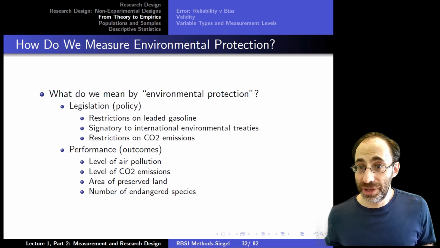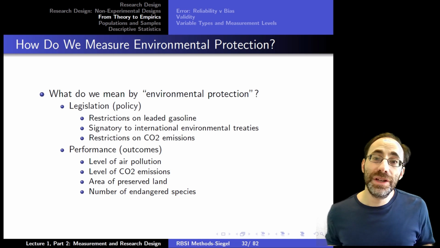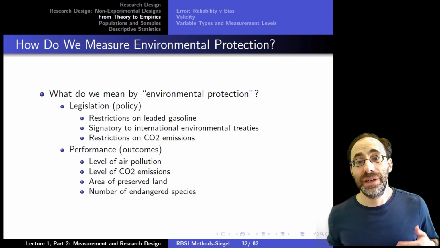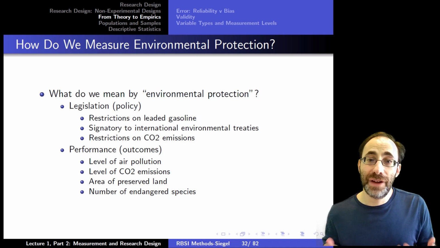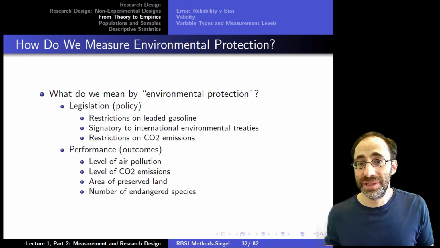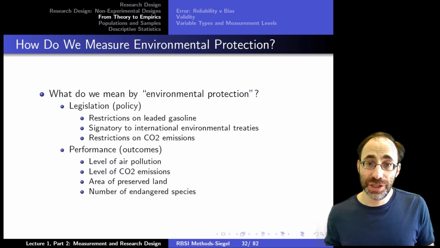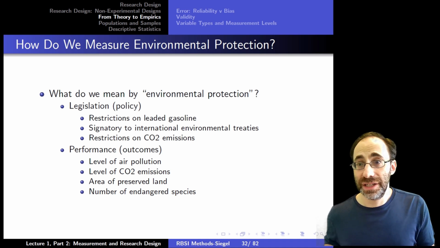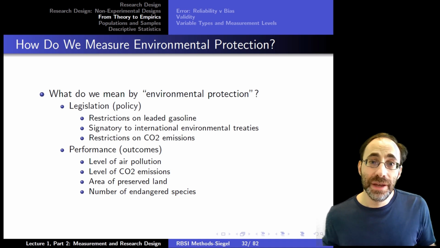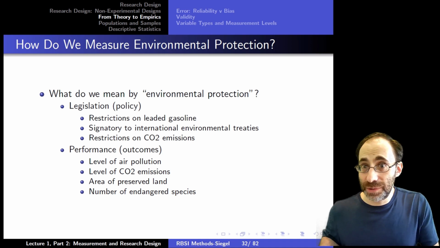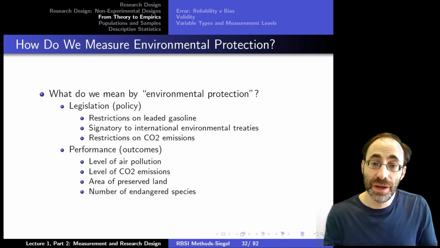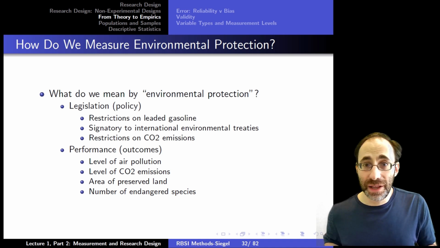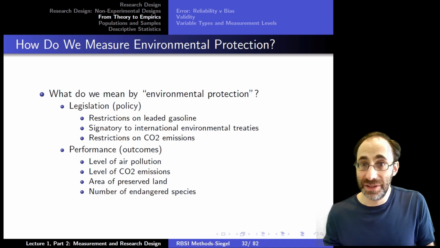Two possible ways to measure this are very different. One is measurement of environmental protection via legislation or policy. The idea being the concept of environmental protection suggests a polity, a people, a government that puts weight on the protection of the environment and therefore enacts policy designed to protect the environment. If your conceptual definition of environmental protection is policy related or legislation related, measurement will all relate to the policies that have been passed or raised at least, right?